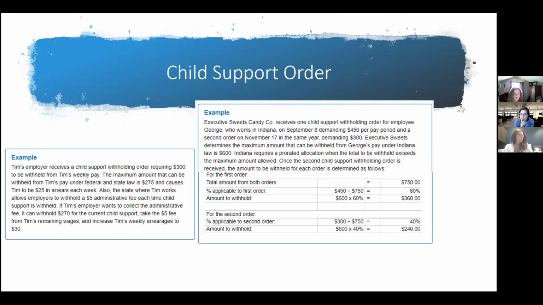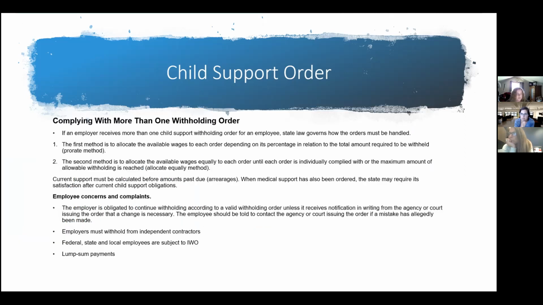A separate example, if we receive one child support withholding order for an employee, George, who works in Indiana on September 8th, demanding $450 per pay period, and a second order on November 17th in the same year, demanding $300, the company determines the maximum amount that can be withheld from George's pay under Indiana law is only $600. Indiana law requires a prorated allocation when the total to be withheld exceeds the maximum amount allowed. So again, on this slide back here is the prorate method.